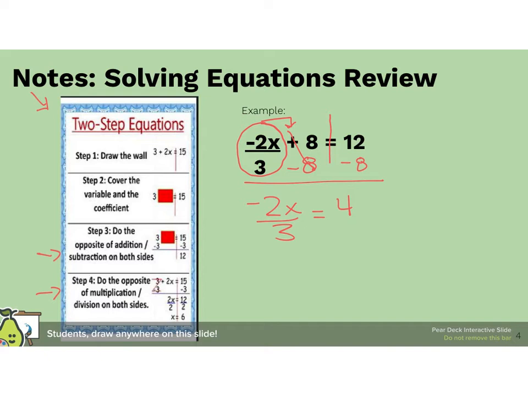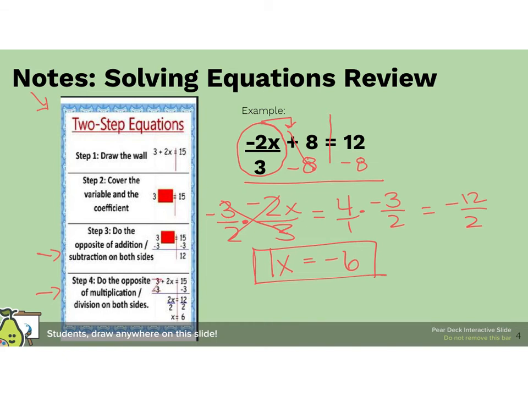Now we're on step 4, and we're going to do the opposite. And I have a fraction. So when you have a fraction, to get rid of it, you multiply by the reciprocal, which means you flip it over. So it's negative. Instead of 2/3, it'll be 3 over 2. Because if you multiply this out, you would get positive 1x. And now I have to multiply the other side also by negative 3 over 2. So I'm going to make my 4 a fraction. So this becomes negative 12 over 2, or negative 6.